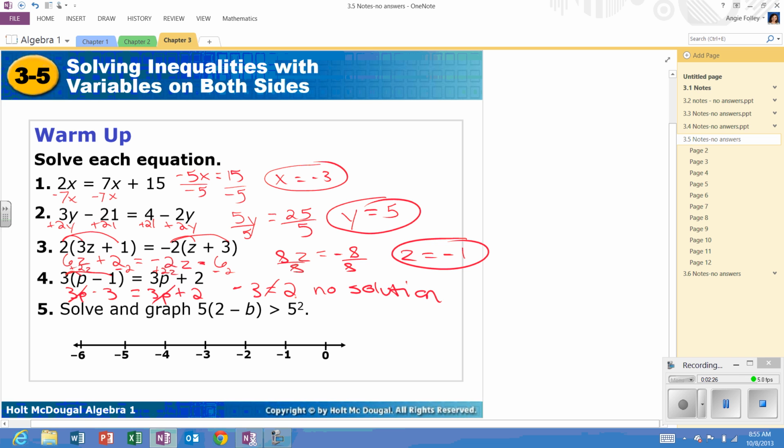Okay, finally, let's solve and graph this last inequality. Before I can solve it, though, I need to distribute this 5. So I'm going to have 10 minus 5b is greater than 5 squared is 25. I'm going to rewrite this over to the side so I have more space. So 10 minus 5b is greater than 25. I'm going to move my 10 over. So I have negative 5b is greater than 35.